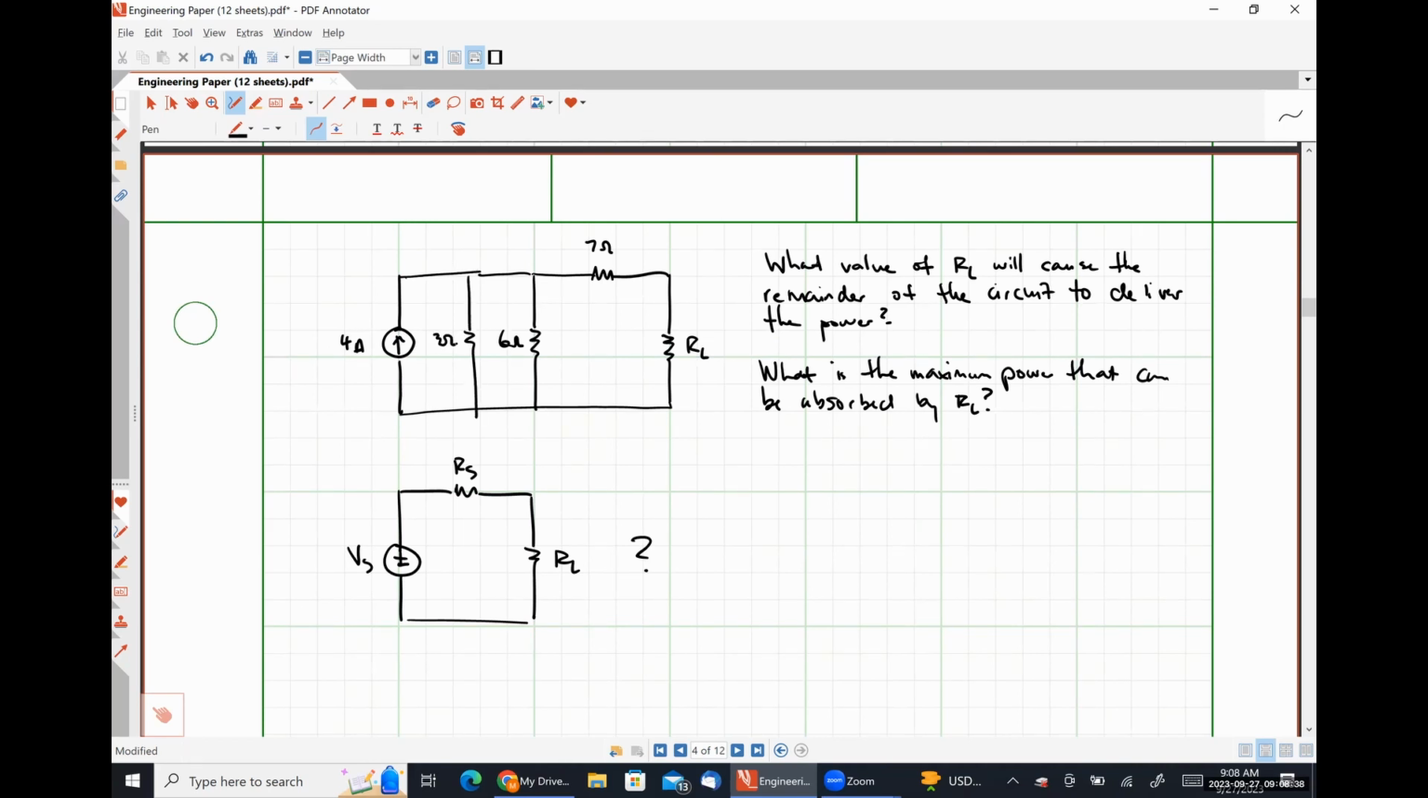All right, what can I do now? Somebody else. All right, so what's 3 and 6 in parallel, Walker? Oh my God, you don't get a calculator for this. 2, absolutely. What can I do now? Okay, so what's that going to look like again? 8 volts in series with 2 ohms. Is the positive polarity going to be on top or bottom?